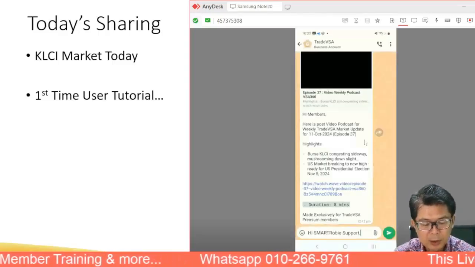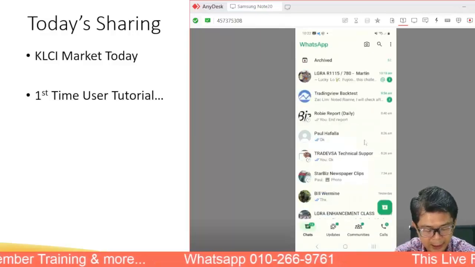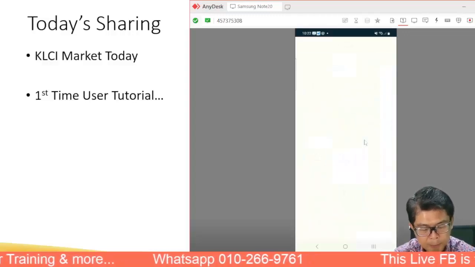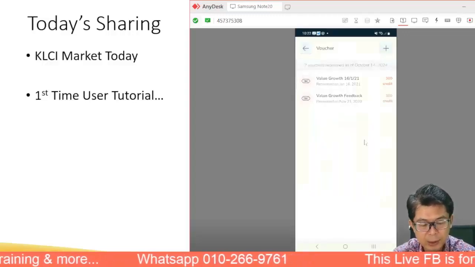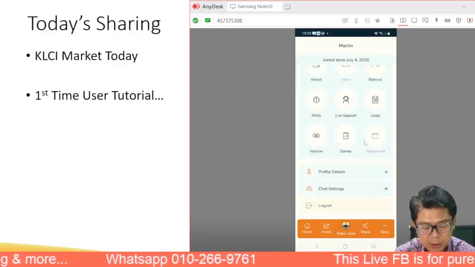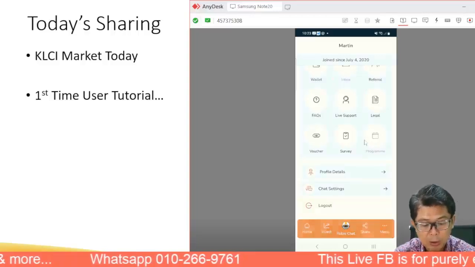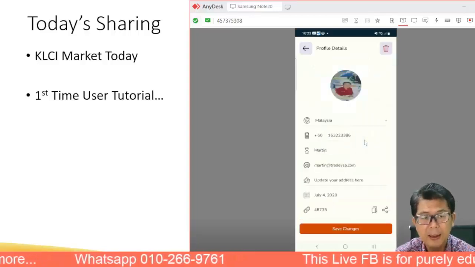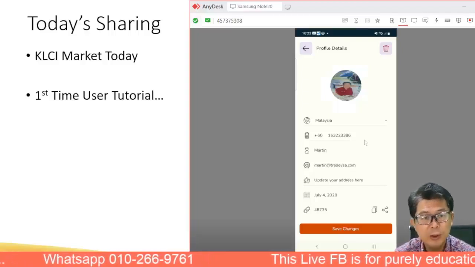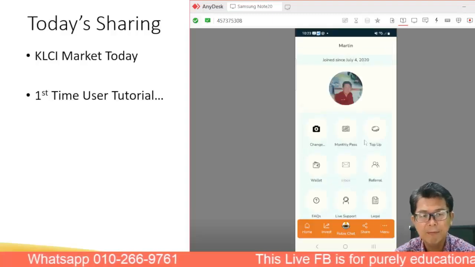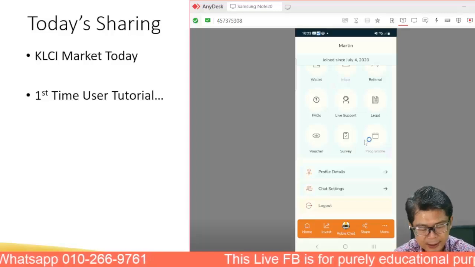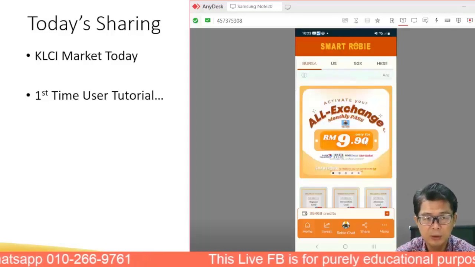And for live support, you can just WhatsApp the business group there, and this is my WhatsApp. All right, then the legality, we also have the voucher, right? Any voucher that you have, you can redeem it. And also if you do have a survey. Now this is also important sometimes when you contact our back end, or our support, and usually they will ask for your profile details. Screenshot this one and send it back to us so we can fix some of the issues that you may have, okay? And the chat setting is something you can look at during your own time.